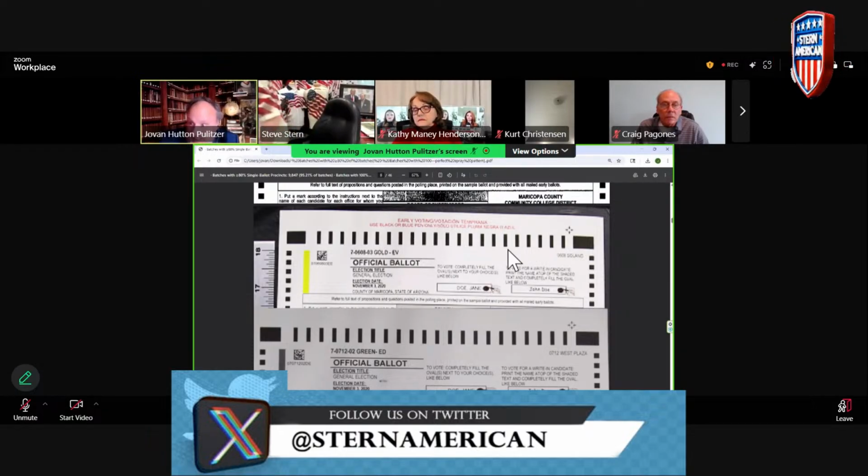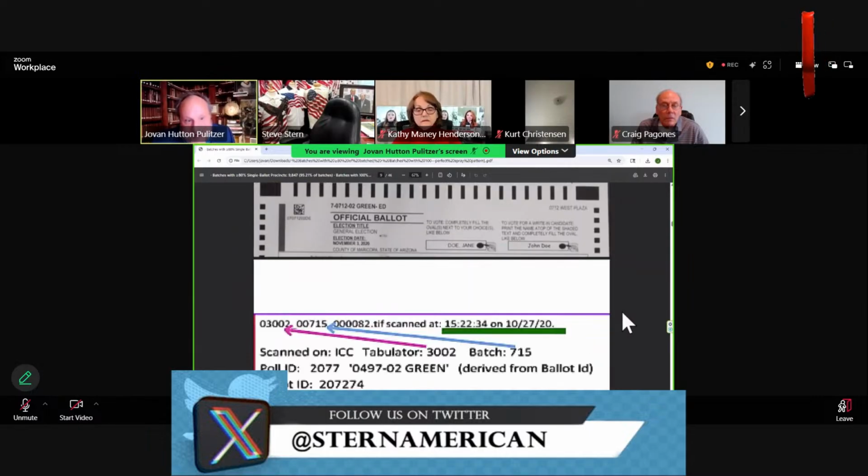They reprint the ballot for you. That ballot is now in black and white, but you can clearly see this originally started as a green ballot. All of this is information you need to know because these numbers are trackable. I'm going to show you how and why we use them.